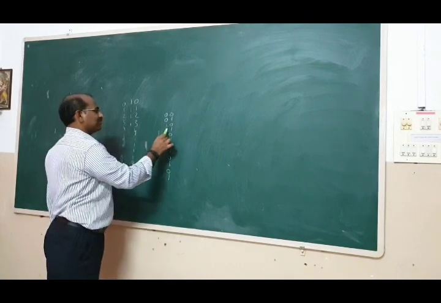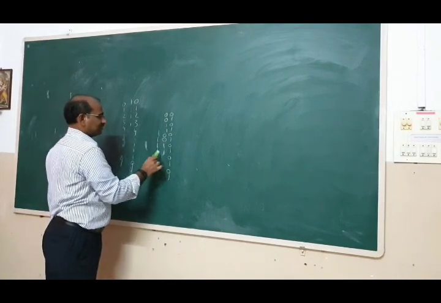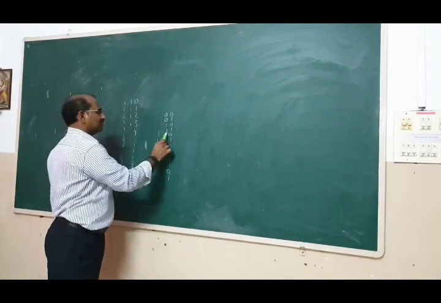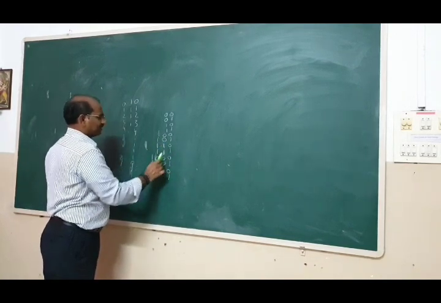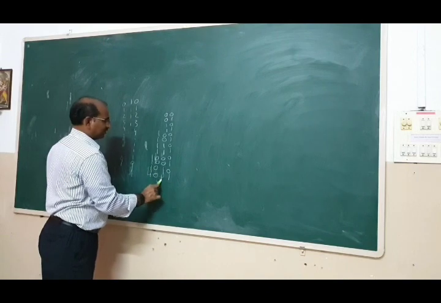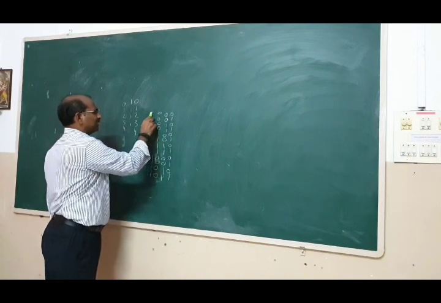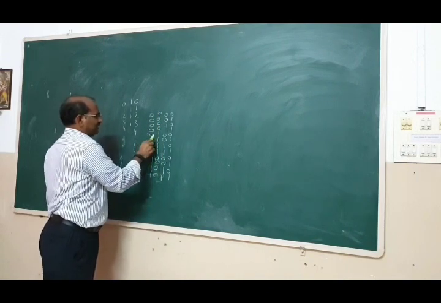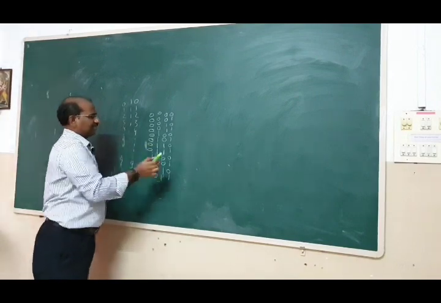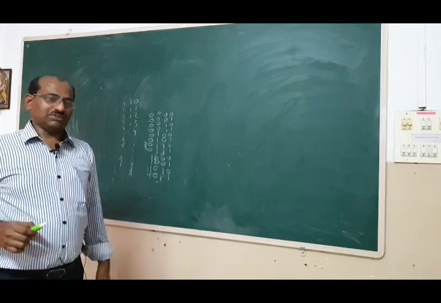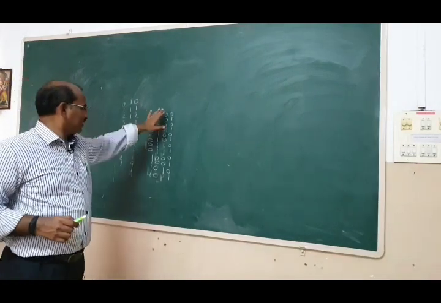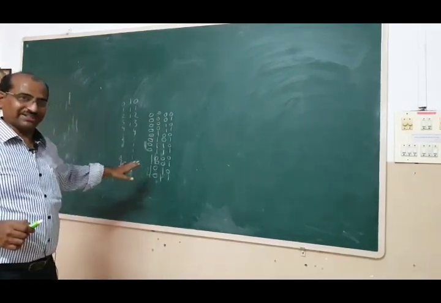Again what happens after 1 0? 1 1, 1 1 0, 1 1 1. After that, 1 0 0 0, 1 0 0 1, 1 0 1 0. To make them look similar, we add zeros, and this size we call a nibble. So, I am writing the binary numbers in nibble form, in nibble size.